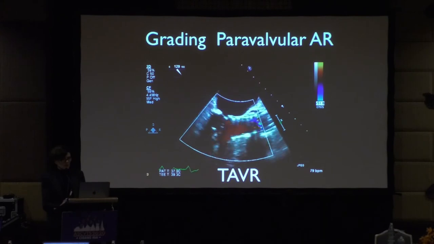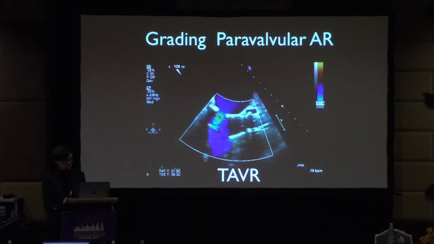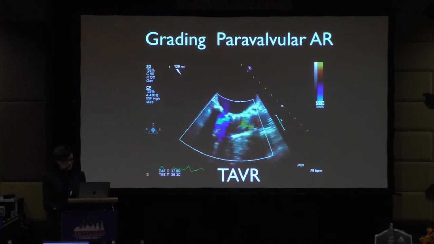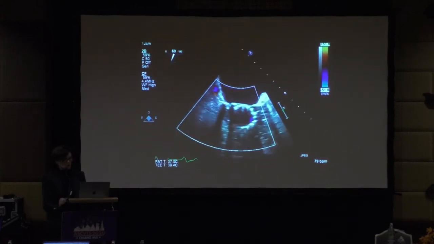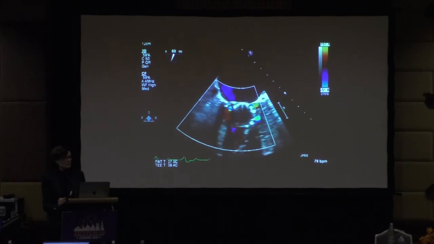Here, we're grading paravalvular AR in the setting of a TAVI. Now, that's quite a difficult thing to do. How much AR is there? And you can see that there seems to be AR from both above and below the valve in this view. And in order to assess this, you need to get a short axis and you need to scan all the way through the valve to work out how much there is.